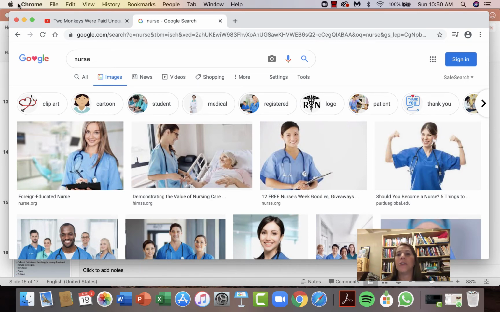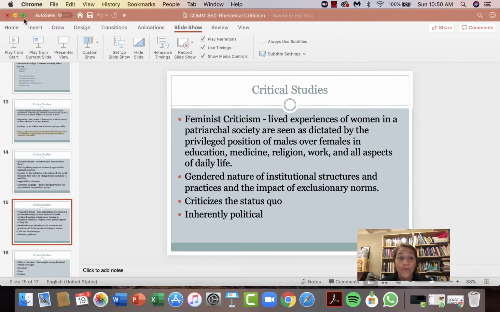Are pictures on Google an artifact? Absolutely. And even though there's no language, this is what we call visual rhetoric. And we look at these visuals and clearly we see a difference in jobs. And we also know that women still make only a percentage of what men do.